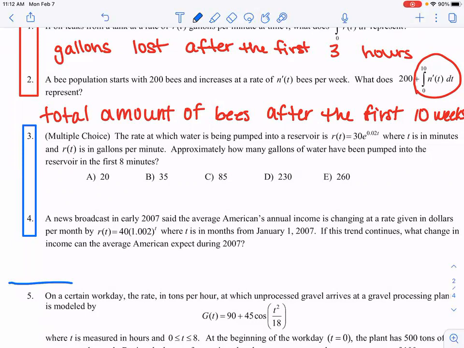So we have a rate, correct? And I want the number of gallons. What are you going to have to do with the rate? Yes, that's a good start. Okay, you're starting with a rate, and I want to know the number of gallons.